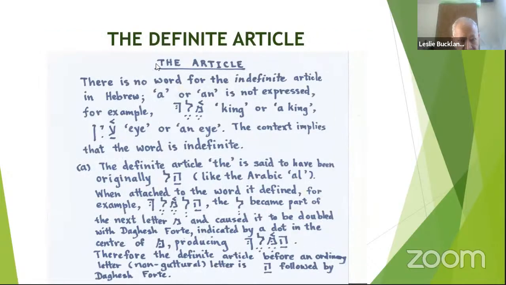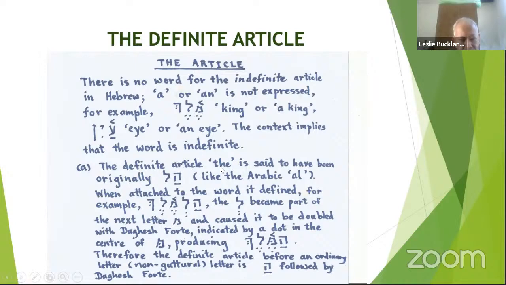Okay, we're looking at the definite article now. There is no word for the indefinite article in Hebrew, such as a or an. So it is not expressed in Hebrew. For example, melech means king or a king. Ayin means I or an I. The context implies that the word is indefinite. So there is no word in the Hebrew for the indefinite article, but the context will indicate when the English indefinite article may be used.